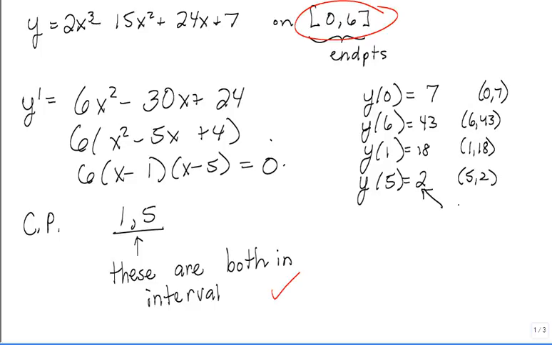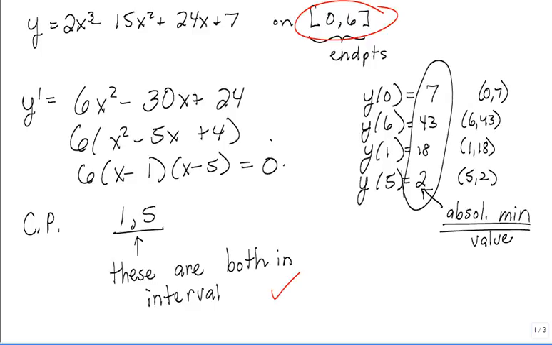So this is going to be our minimum. We look at these values here and see which is the smallest and which is the largest. This is going to be our absolute minimum value. And 43 is the largest. That's going to be our absolute maximum value. So when you have a closed interval, you are going to have an absolute max and absolute min if your function is continuous in that interval.